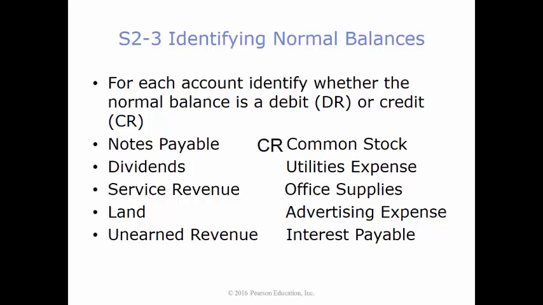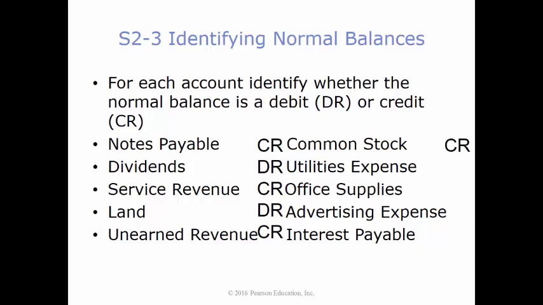Dividends is an equity account, but dividends decrease equity, so it has a normal debit balance. Service revenue is a revenue account and part of equity. It increases equity, so it has a normal credit balance. Land is an asset. Assets have a normal debit balance. Unearned revenue is a liability account, and liabilities have a normal credit balance. Common stock is equity. An equity account will have a normal credit balance.